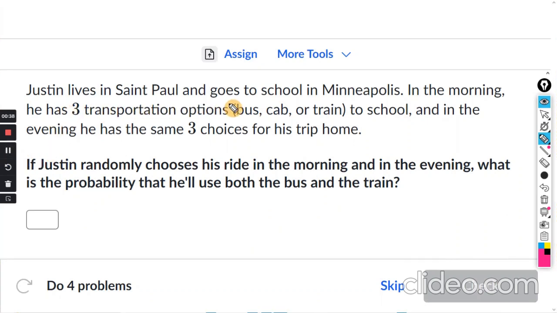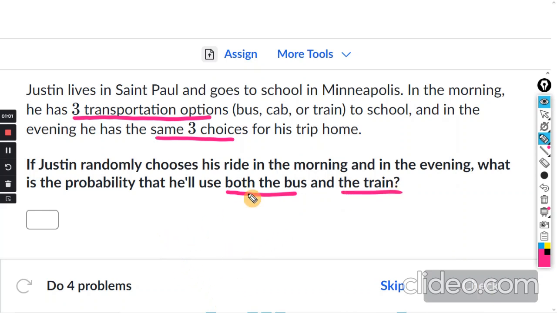Justin lives in St. Paul, goes to school in Minneapolis. In the morning, he has 3 transportation options to school, and in the evening, he has the same 3 choices for the trip home. If he randomly chooses his ride in the morning and in the evening, what is the probability that he'll use both the bus and the train?